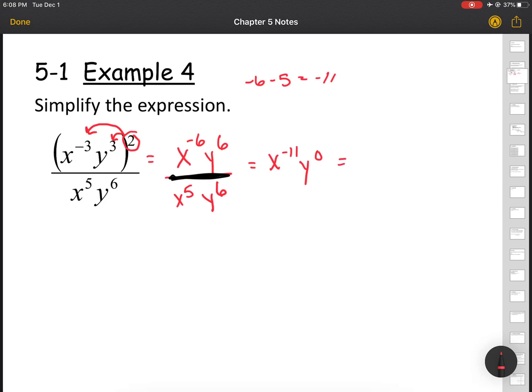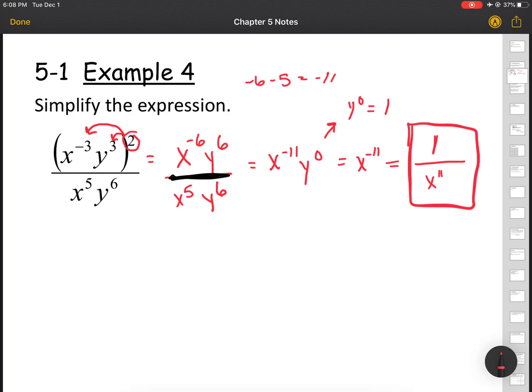And y to the 0th power is always going to be 1. If you put 1 to the 0th power, 100 to the 0th power, 1,000 to the 0th power, that's always going to be 1. So this is like saying x to the negative 11 times 1, which is still x to the negative 11. But remember, negative exponents get flipped over too. So if I flip x to the negative 11 over, the exponent becomes positive, and since I don't have anything else that's positive, it's just going to be a 1 in my numerator. So here's my expression all the way simplified down for that final example.